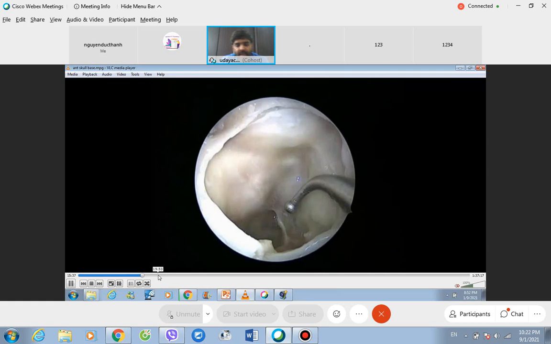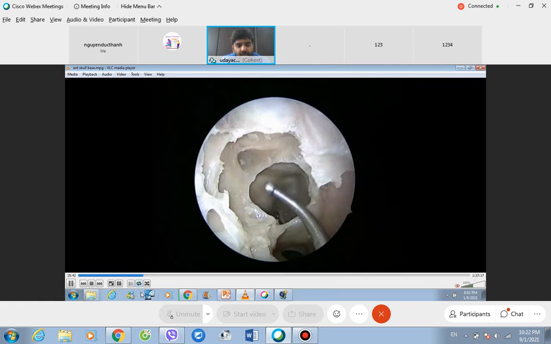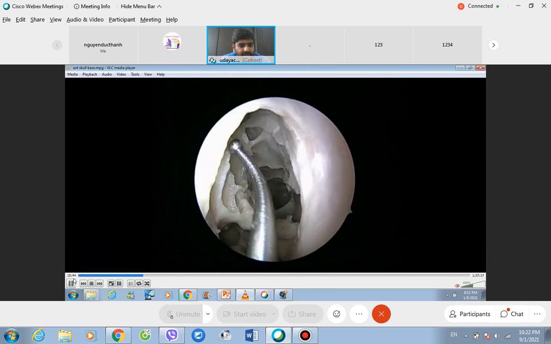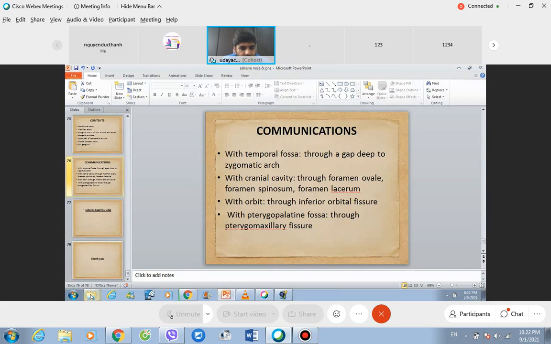One minute. One thing which I have forgotten is the lateral recess of the sphenoid sinus. I will just check whether I have a picture of that. There is another anatomical variation. Normally, one minute.